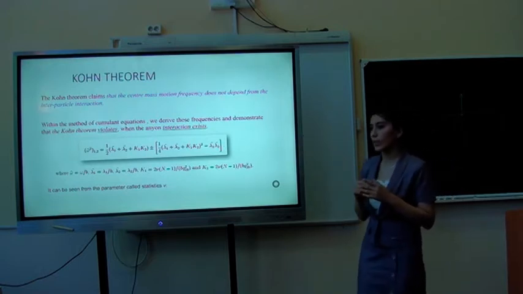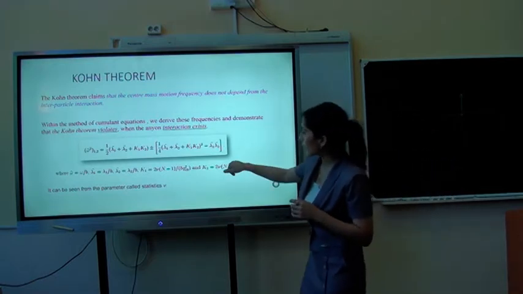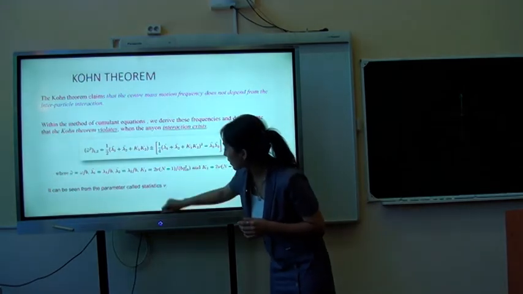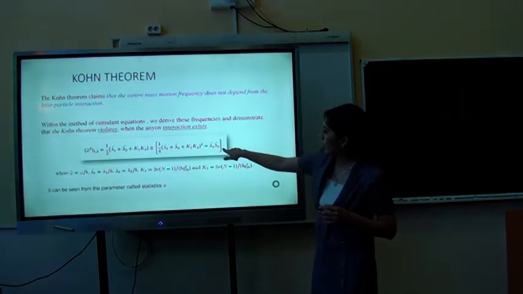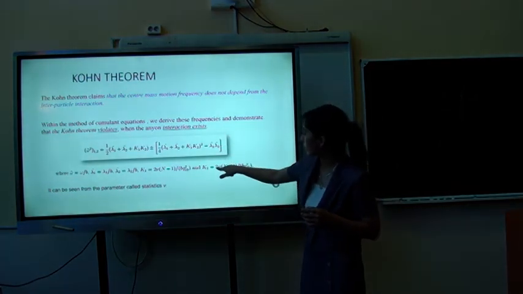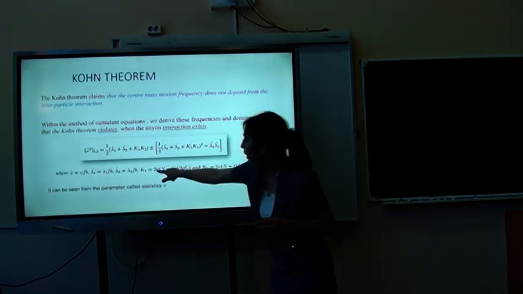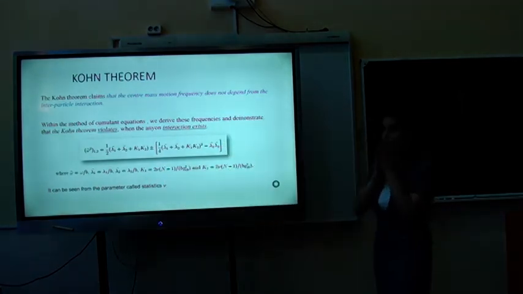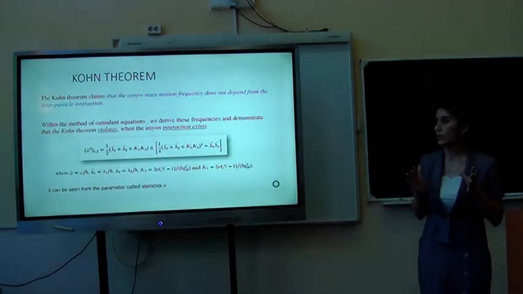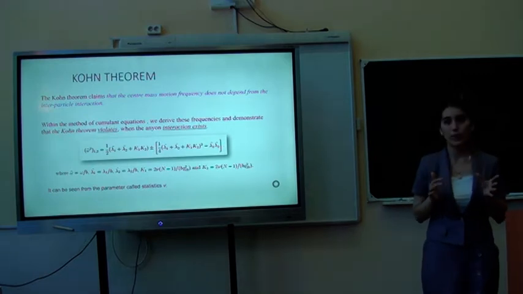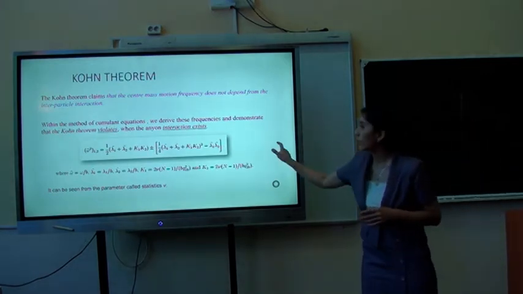How can we prove this? We can prove this with the help of the parameter called statistics nu. In our result, we have this parameter nu here in K2 and in K1 as well. So this lets us say that Kohn's theorem is violated here.